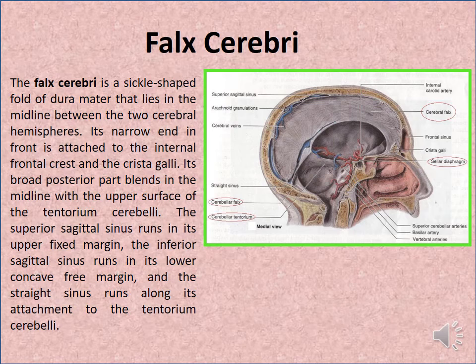We start with the first folding, called Falx Cerebri. The Falx Cerebri is a sickle-shaped fold of Dura Mater that lies in the midline between the two cerebral hemispheres. Its narrow end in front is attached to the internal frontal crest and the crista galli. Its broad posterior part blends in the midline with the upper surface of the Tentorium Cerebelli. The superior sagittal sinus runs in the upper fixed margin. The inferior sagittal sinus runs in the lower concave free margin, and the straight sinus runs along the line where it is attached to the Tentorium Cerebelli.